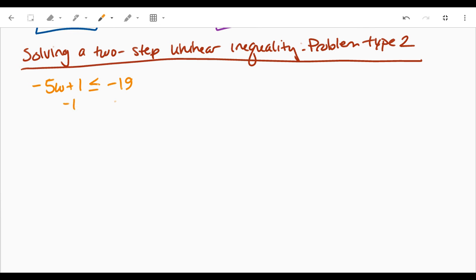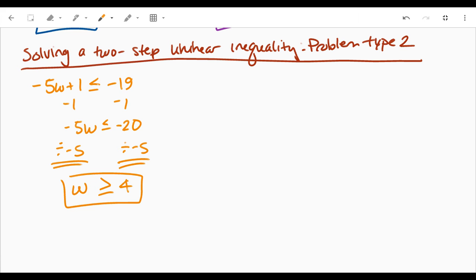Subtract the 1, so negative 5w less than or equal to negative 20. Now we have to divide by negative 5. Sirens should be going out: we're dividing by a negative, which means we're going to switch that inequality symbol around. So we're going to have w greater than or equal to 4. And that's the only additional step. Hopefully you guys can kind of cruise through these.